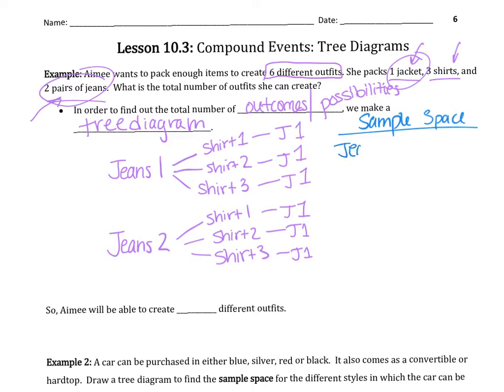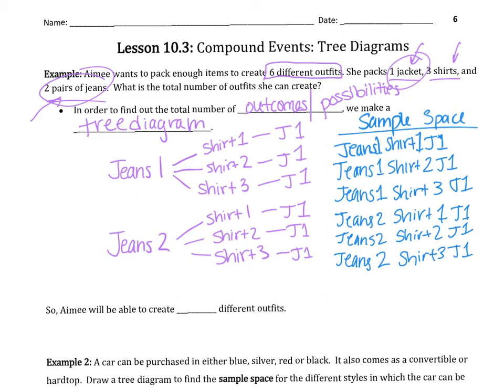So, jeans 1, shirt 1, and jacket 1. That's one option. So that's one part of my sample space. You should list all the rest of them in your sample space to complete your sample space. So I'm going to pause and fill it in for you.